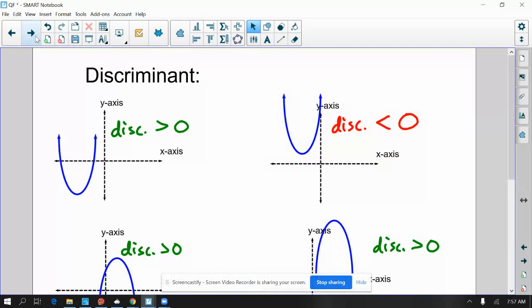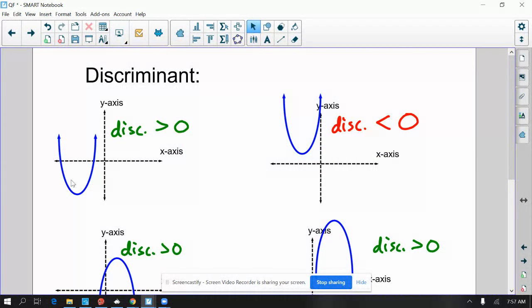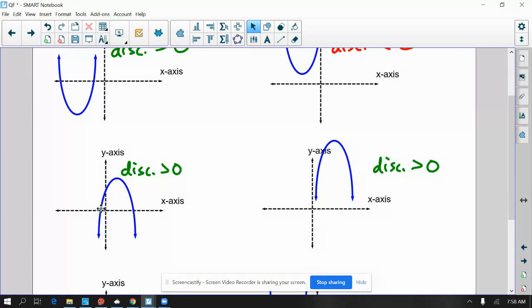All right, and then rapid fire, just really quick, looking at these. This parabola right here, since it has 2 real zeros, I know the discriminant is greater than 0. Here, this parabola doesn't have any x-intercepts, so the discriminant must be negative. Here, I got 2 x-intercepts. Discriminant must be positive. Here, I physically don't see it touching the x-axis, but I know it'll eventually get down to the x-axis. So it has 2 x-intercepts.